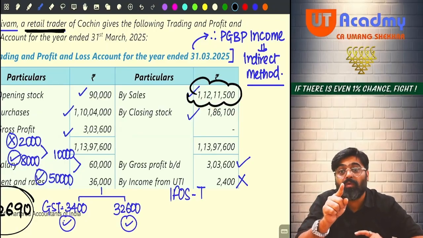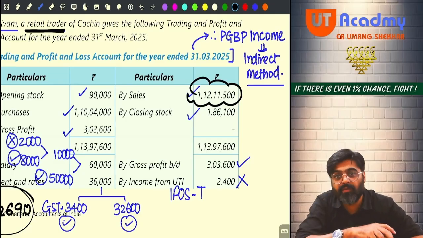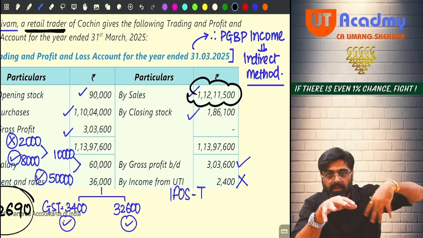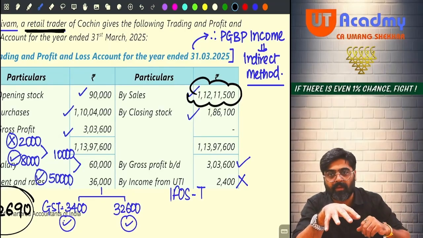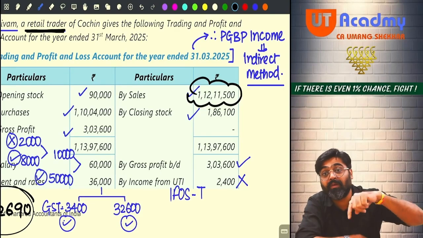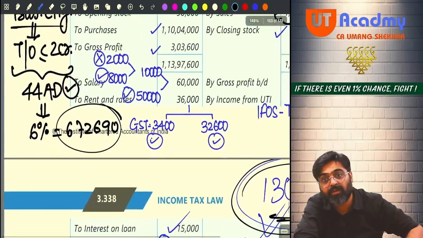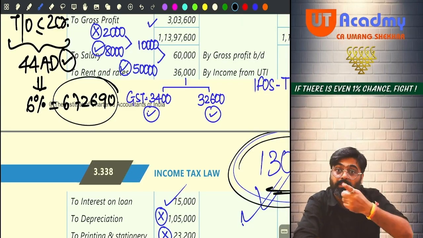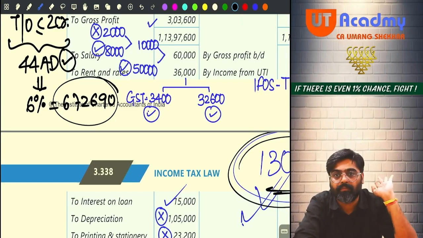If you follow 44AD, you can follow 44AD for your business. And since your entire turnover is received in this year by prescribed modes, we don't have to show 8%, we will be showing 6%. And that 6% will be treated as your PGBP income. No other deduction will be allowed. This amount you will have to show as PGBP income.